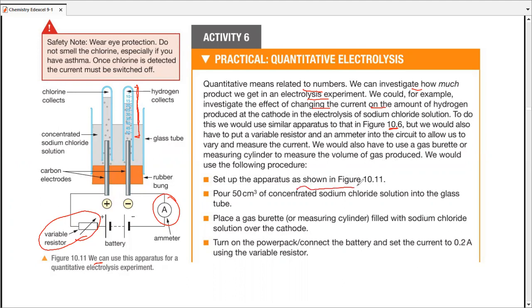So set up the apparatus as shown, and then pour 50 cubic centimeters of concentrated sodium chloride solution into the glass tube. You place a gas burette measuring cylinder filled with sodium chloride solution over the cathode. As soon as you do, you turn on the power pack, connect it to the battery, and set the current to 0.2 amperes. We're starting off with a smaller value and we're going to increase it step by step.